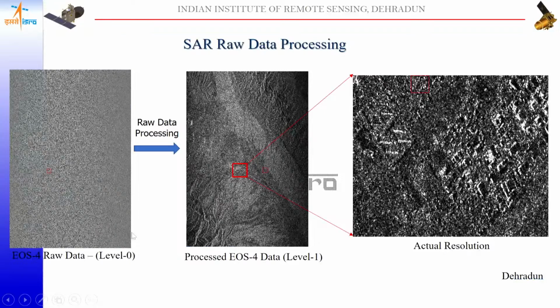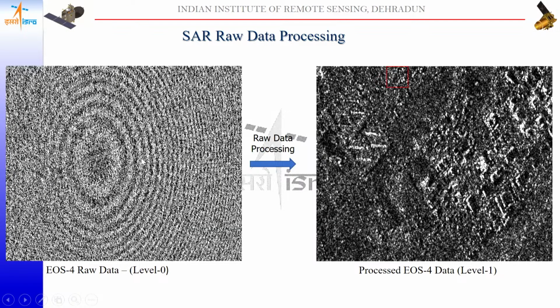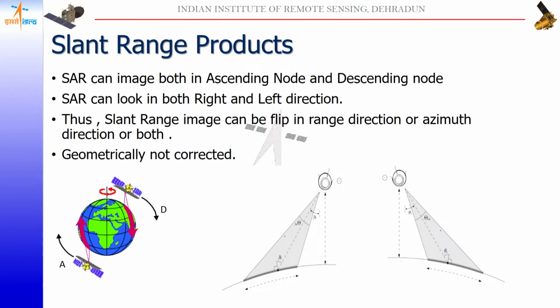This pattern is due to very strong targets on the SAR image. We can see this type of pattern in SAR raw data, and using the signal processing concept we can compress this signal to get features like this. You can see these are the urban buildings here. Due to these urban buildings, we are getting this type of pattern, which is called the LFM signals on the SAR image. So this is the SAR raw data processing. Now we will talk about other products.